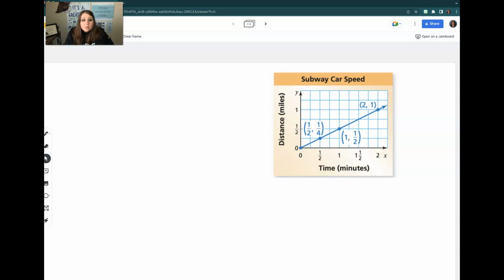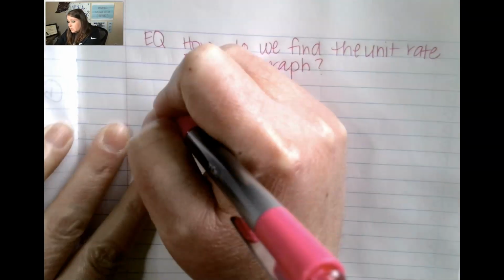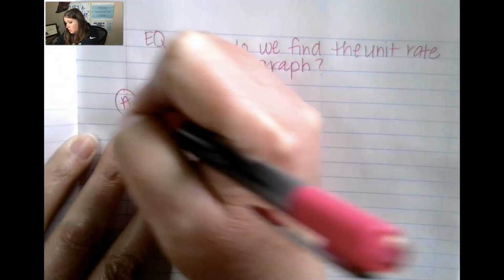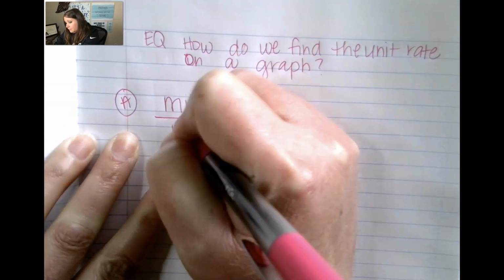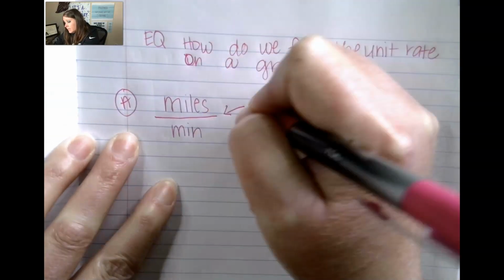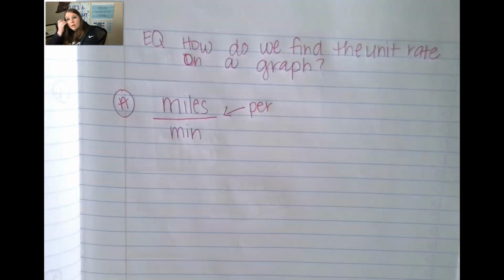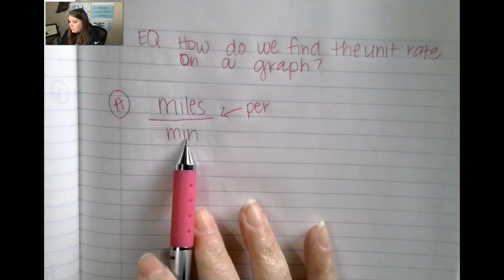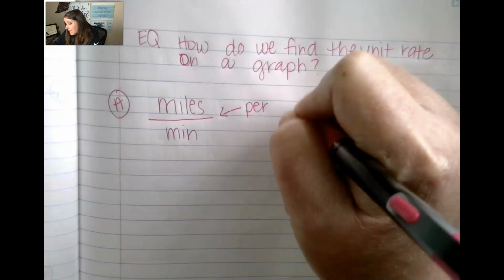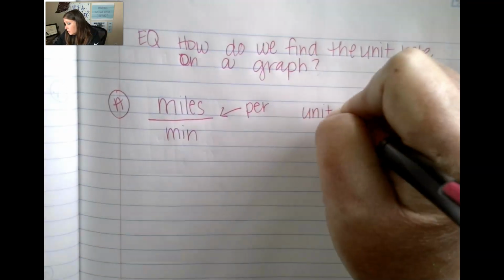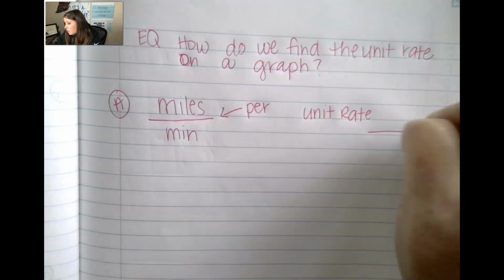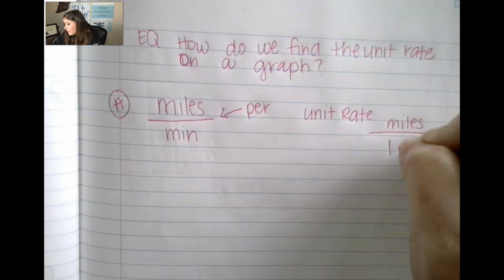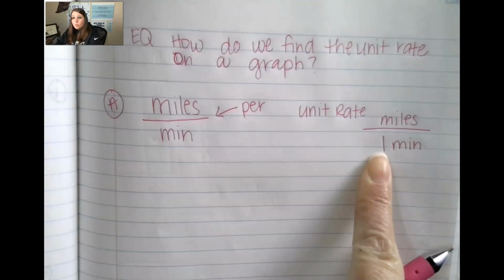So the first thing that we want to talk about is what that looks like. We're looking for miles per minute. So this line right here is the word per. Remember, it also means to divide. So we're looking at the miles divided by the minutes. Unit rate, we're looking for how many miles in 1 minute. So we're looking for 1 minute.